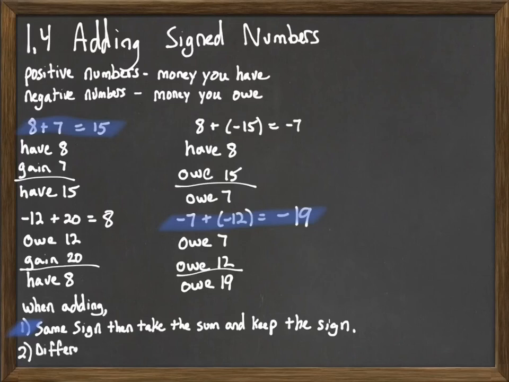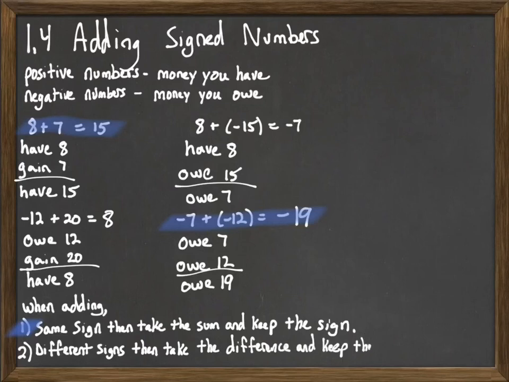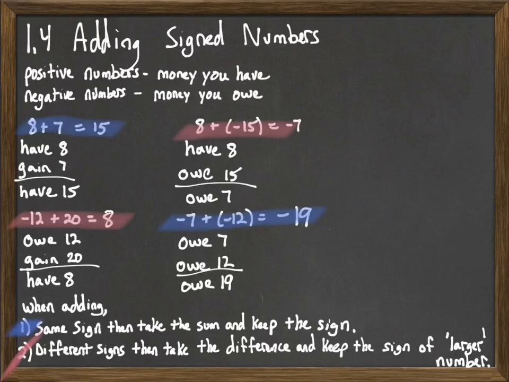The other possibility is that if we have different signs, then we take the difference. That's the math word for subtraction. And we keep the sign of the larger, in quotes, meaning larger absolute size, larger absolute value. And that's what we ended up doing here in examples 2 and 3. They had different signs, so we ended up taking the difference and then keeping the sign of the larger. Okay, so that's the process that we want to remember now as we add signed numbers.